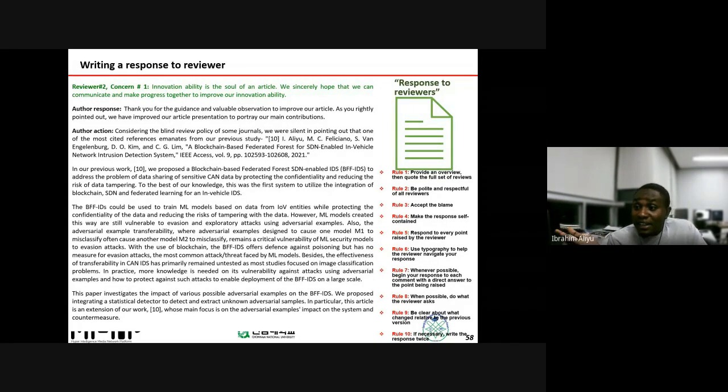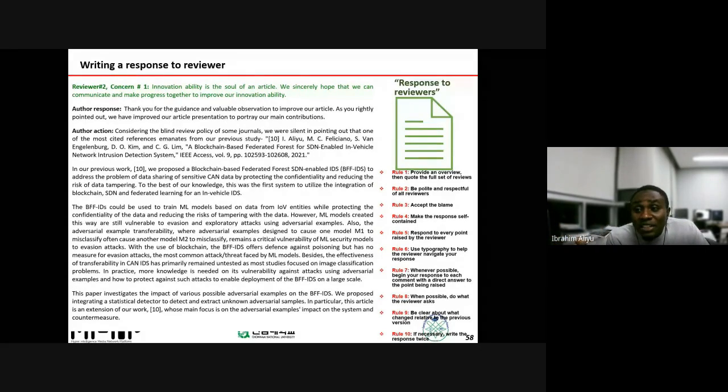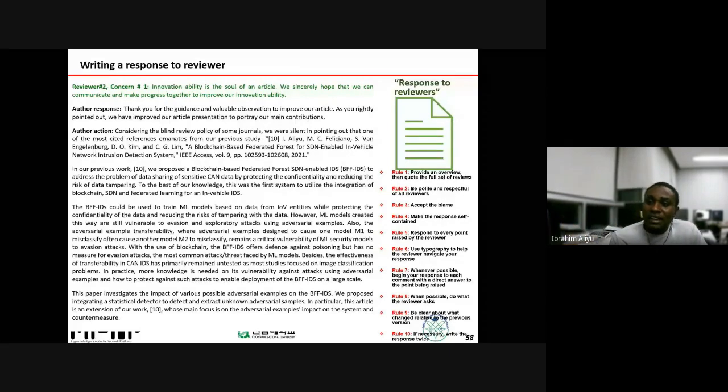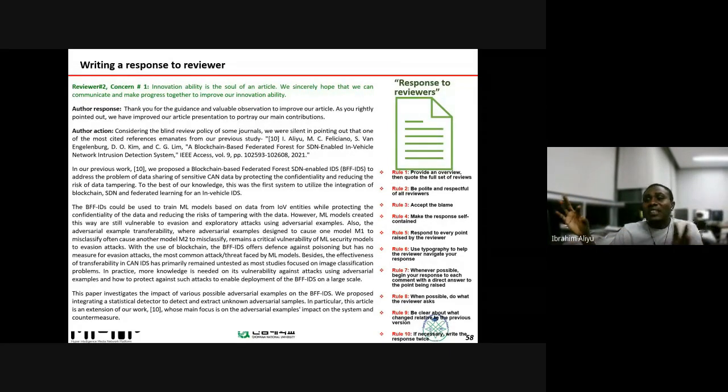You can see I thank him for his valuable observation to improve our manuscript. As rightly pointed out, we have improved our manuscript presentation to portray our main contribution. Then action. So we take this action now. He saw us citing a lot of papers. He didn't know that that paper was our paper. So we have to explain to him.